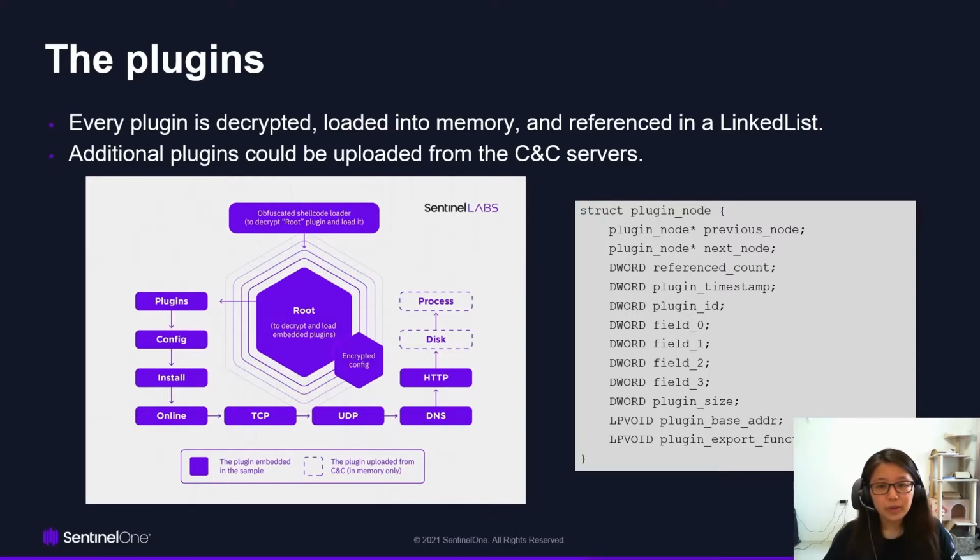Aside from the plugins embedded in the sample, additional plugins could be uploaded to the infected host from the CNC servers. For example, if the disk plugin is not embedded inside the sample in the first place, after ShadowPad connects back to the CNC server, the attacker can upload the disk plugin through the controller. The plugin will be sent to the infected computer, and the backdoor will decrypt it, load it into the memory, and store it in the linked list as well. This gives the user a big flexibility to add plugins whenever they need.